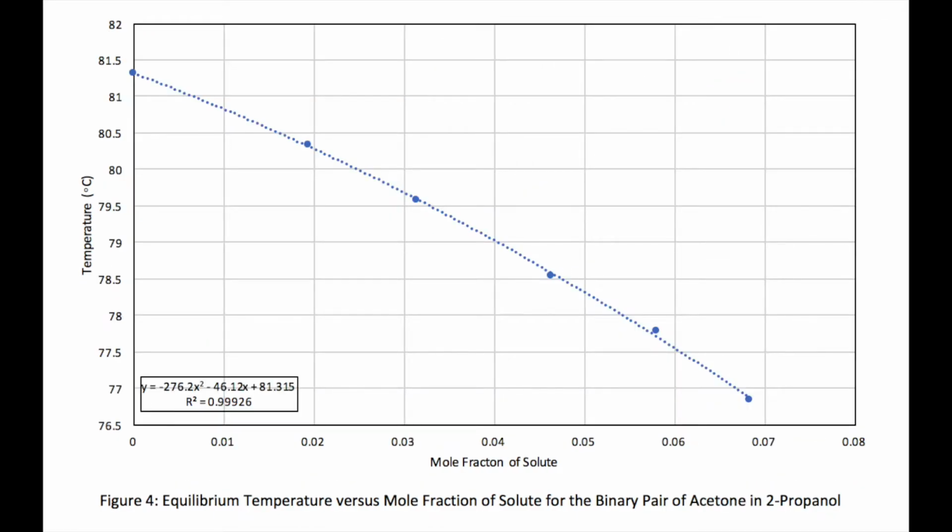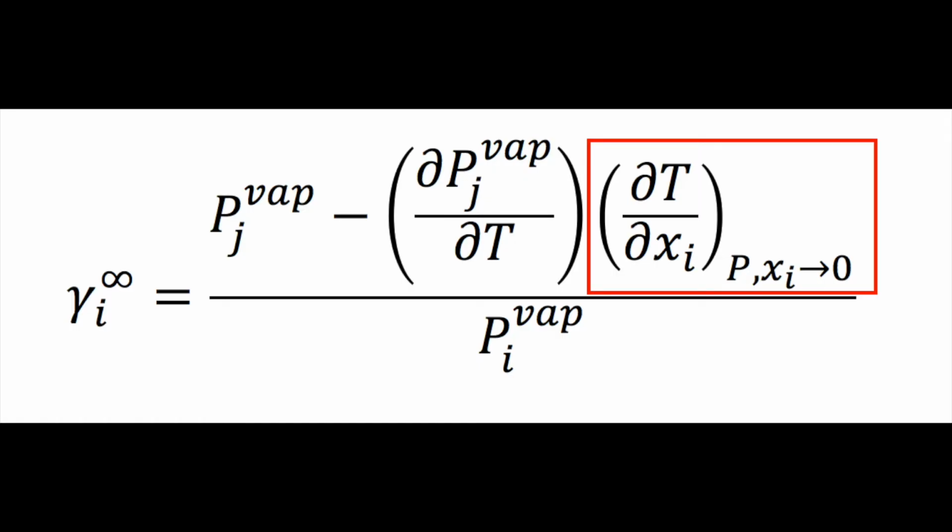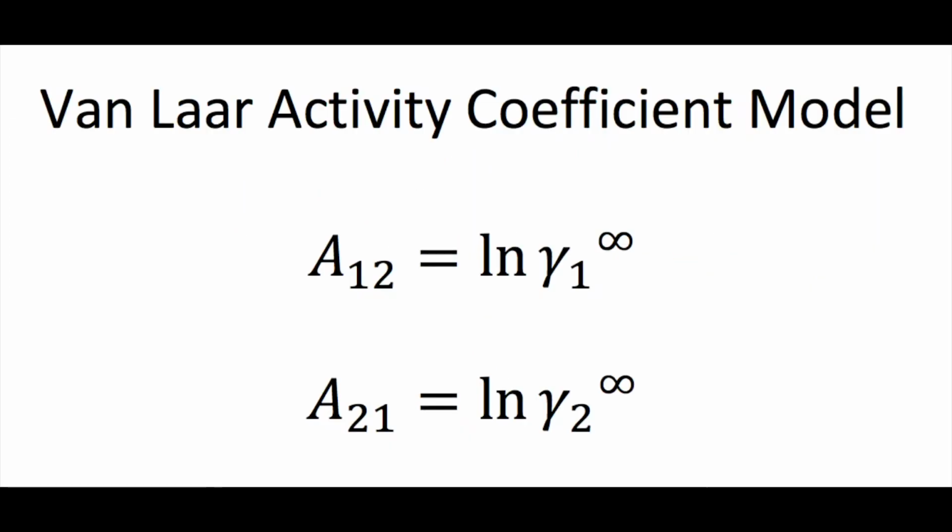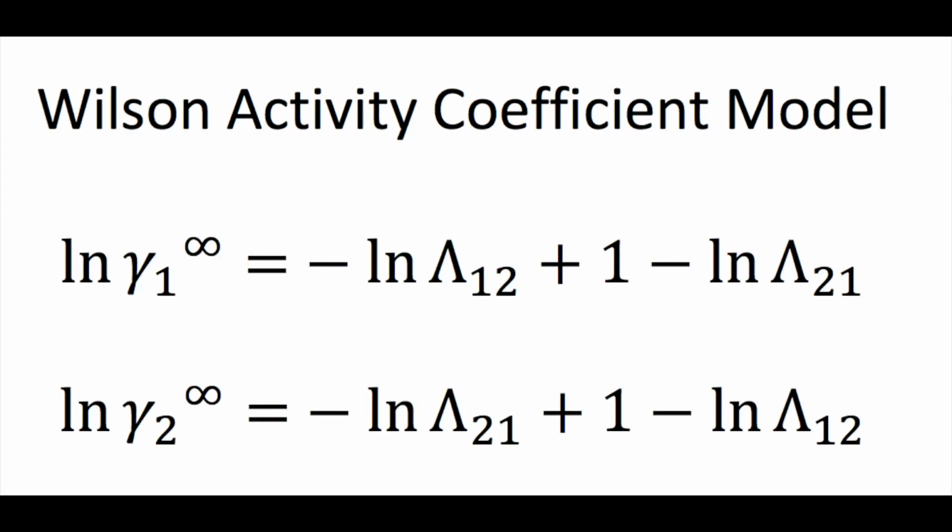Now, why are these plots important? It's because it relates back to the expression for the infinite dilution activity coefficient explored earlier in this video. The b term in the polynomial line of best fit for this graph is equal to the dT over dx term denoted here in this equation. Because the other parameters in this equation are known through Antoine's equation, the infinite dilution activity coefficient can be calculated. From the infinite dilution activity coefficients, both the Van Laar parameters and the Wilson parameters can be calculated.